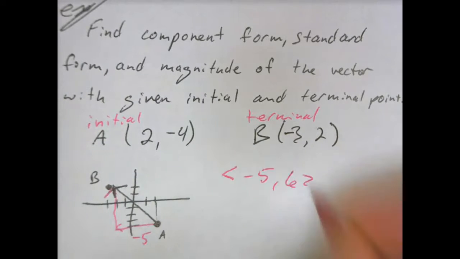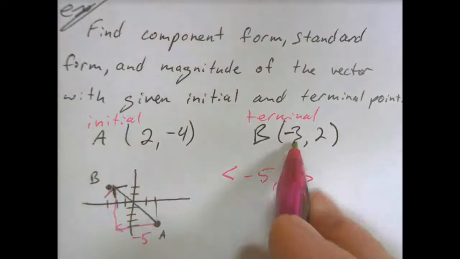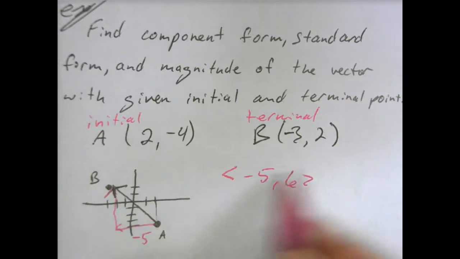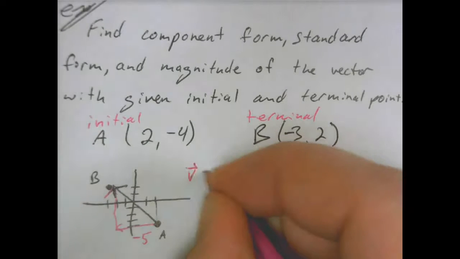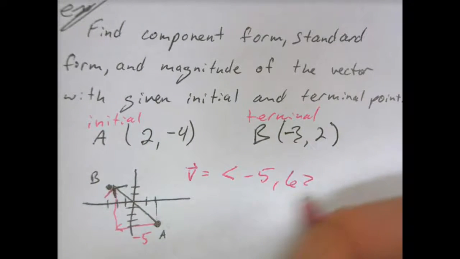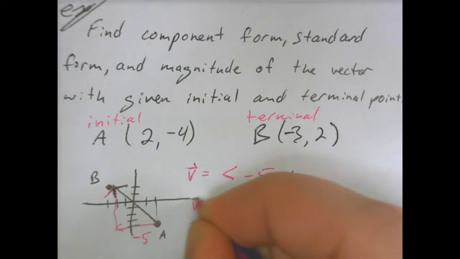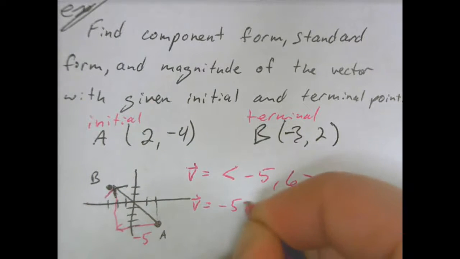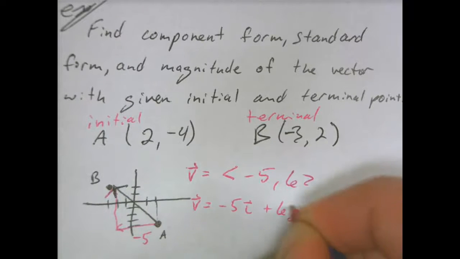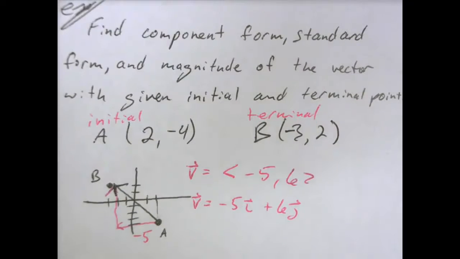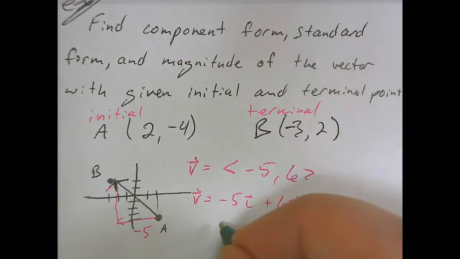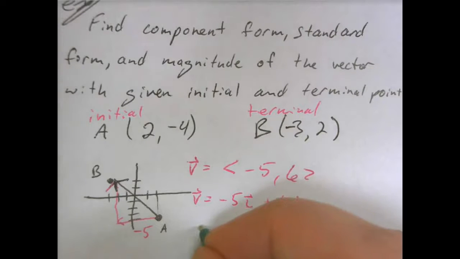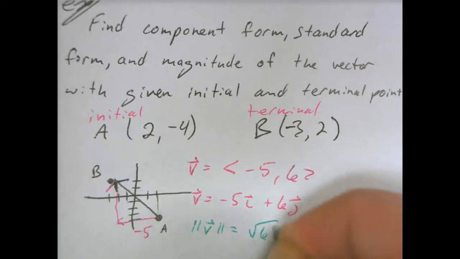So 6 units. Also notice from 2 to -3, it went down 5. -4 to 2, it went up 6. So there's our vector, and I will list it as a vector equals that. And to write it in standard form, all I need to know is i and j, so -5i plus 6j. To find the magnitude, Pythagorean theorem: 5 squared is 25, 6 squared is 36, 25 plus 36, I believe, is 61. So the magnitude of vector v is the square root of 61.